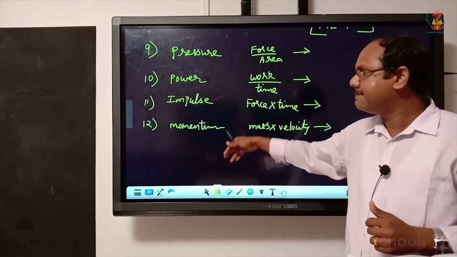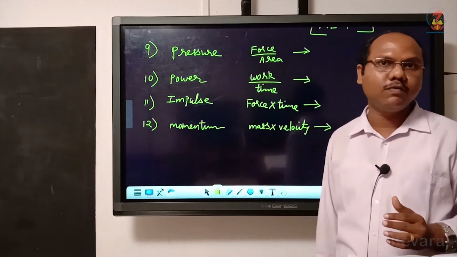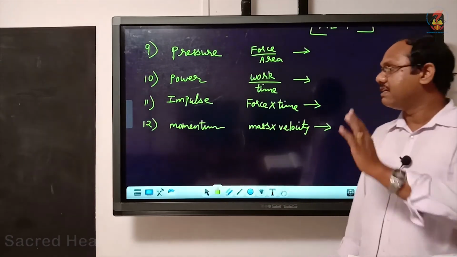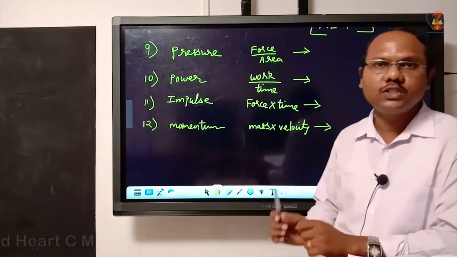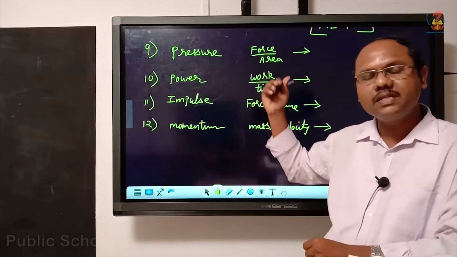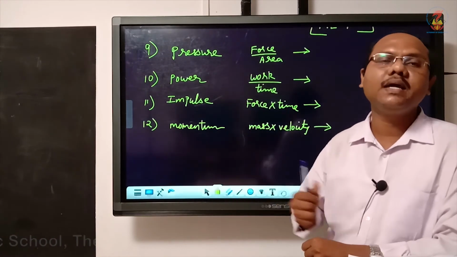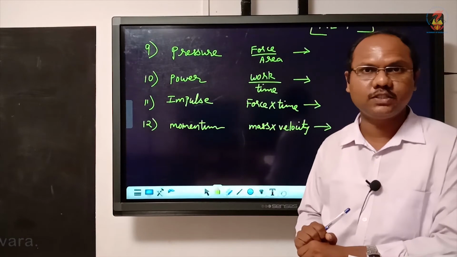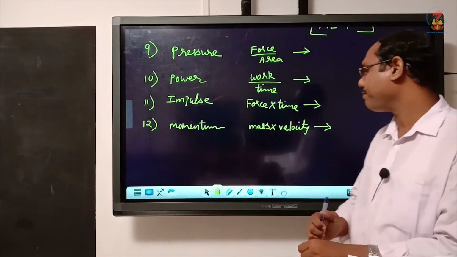So like that, there are many quantities which I will be giving you now. But the first 12 dimensions have to be learnt by heart. And based on these first 12 dimensions, we will be moving on to the next higher sections of dimensions. Okay.